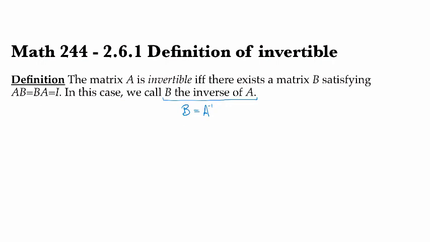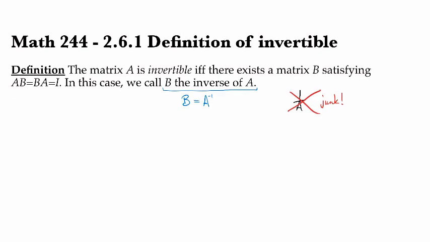Now, that makes it look like B is the reciprocal of A, but you should never, ever, ever write the symbol 1 over A, which is nonsense and has no meaning, and for which you will get no points.